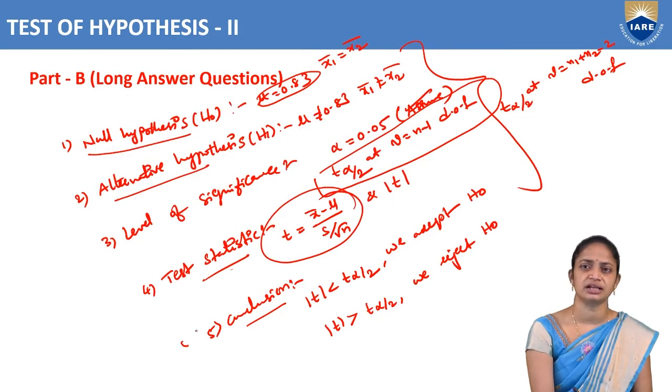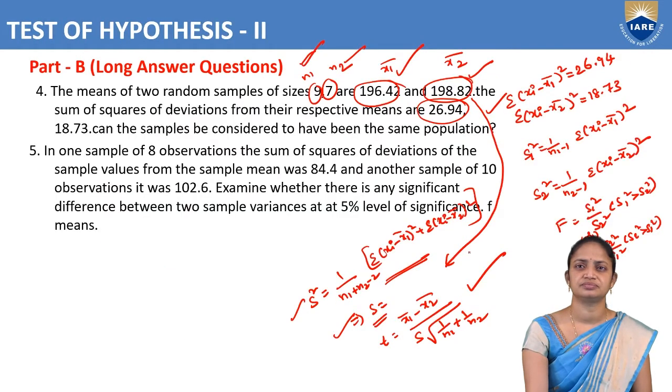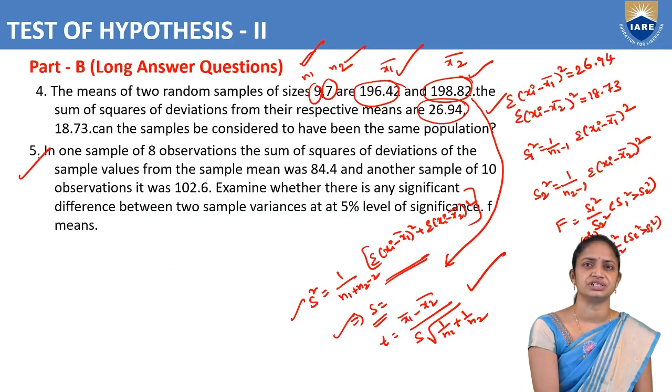Next, again the conclusion is the same. If modulus of t is less than t alpha by 2, we accept the null hypothesis. If modulus of t is greater than t alpha by 2, we reject the null hypothesis. So, coming to the next question.